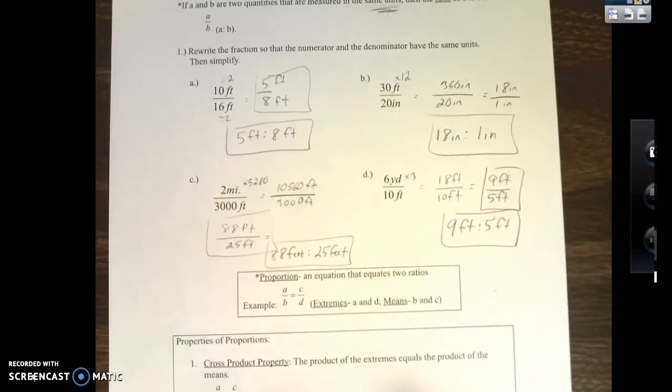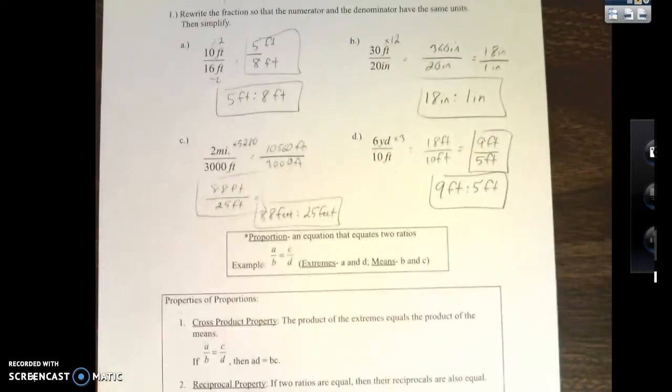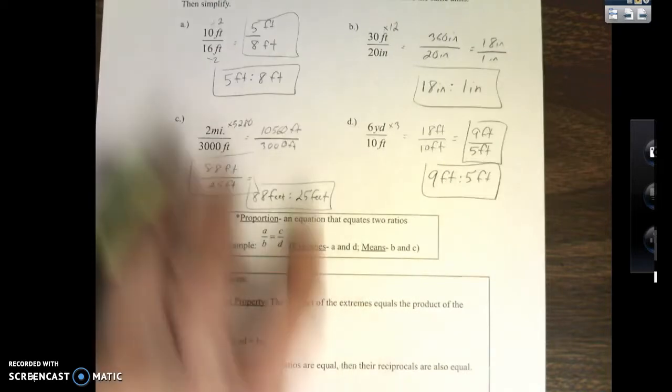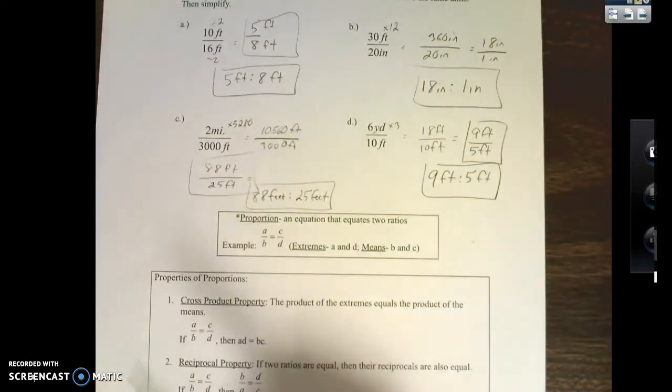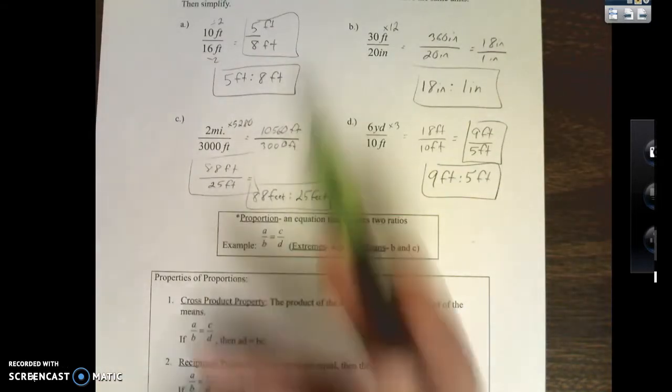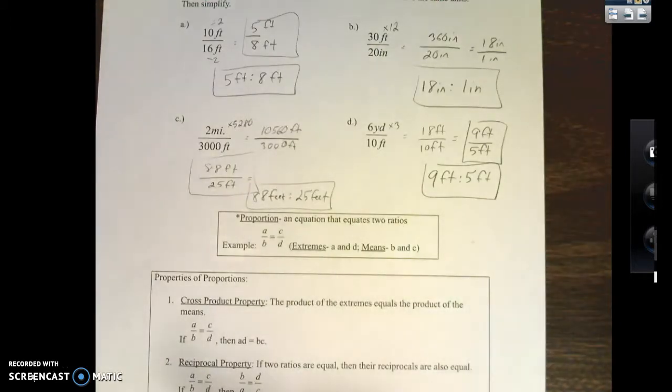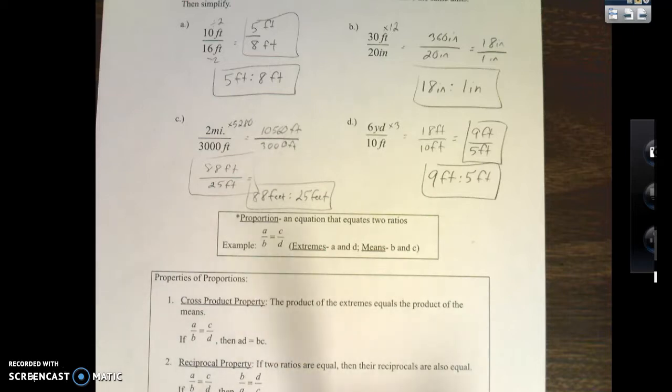So ratios, simplifying things down, make sure you have the same units. Make sure you have the same units. Okay, it's very important. Now, a ratio is a direct comparison, like miles, or this over this, and so on and so forth. These are actually really helpful in real life, like if we're looking at a scaled map.